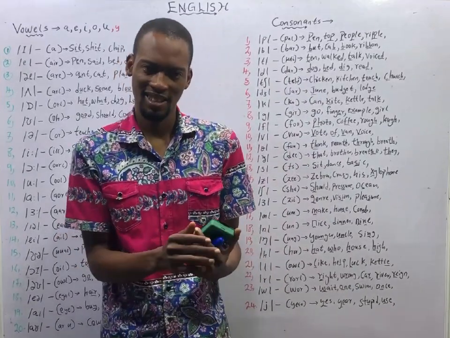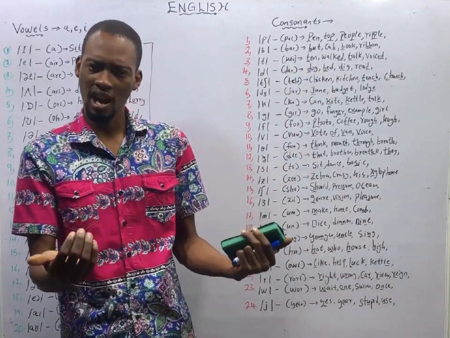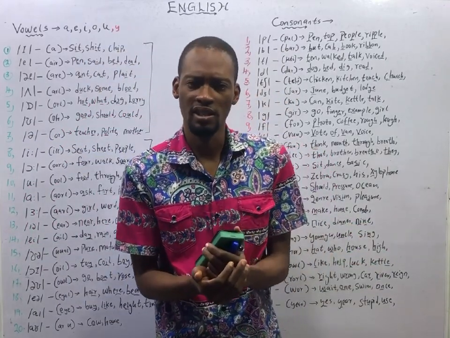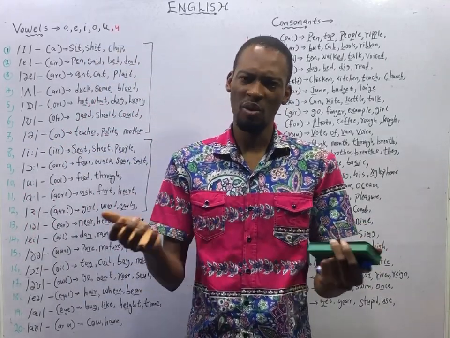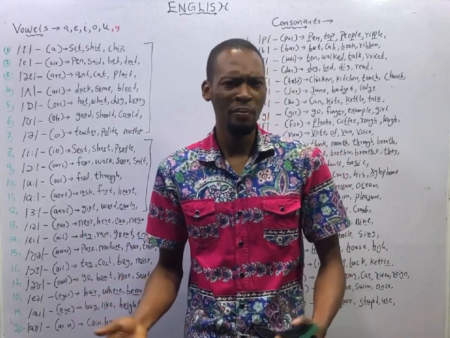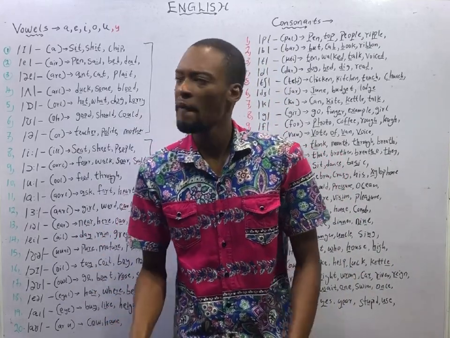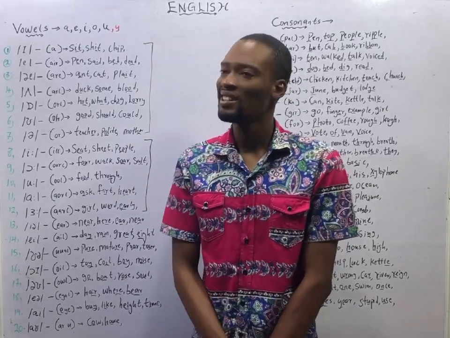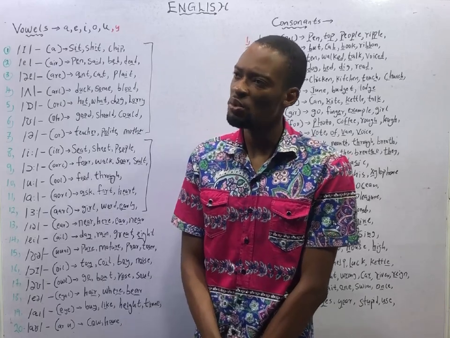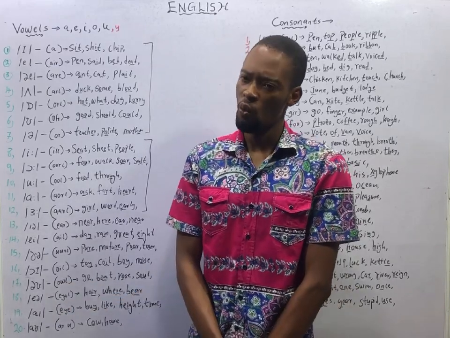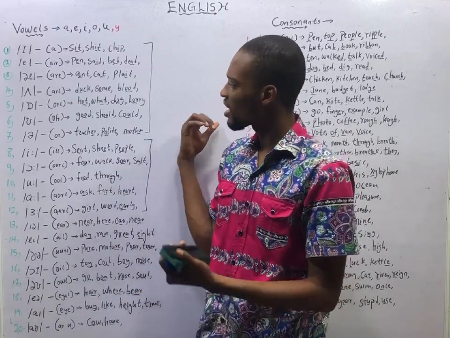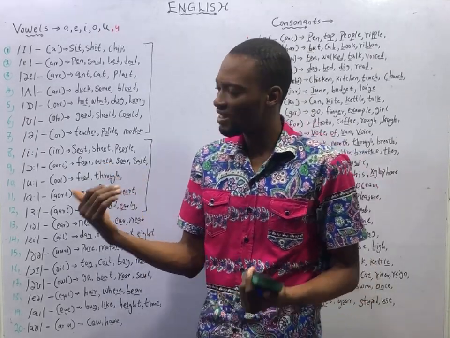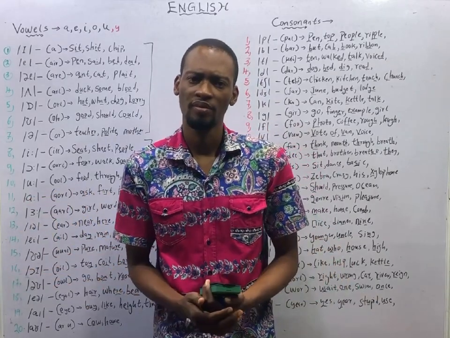There are 26 letters in the English alphabet. Five of the letters are vowels, and 21 are consonants. Examples of the vowel letters are A, E, I, O, and U, sometimes Y. Others are consonants. Words or letters sound differently.